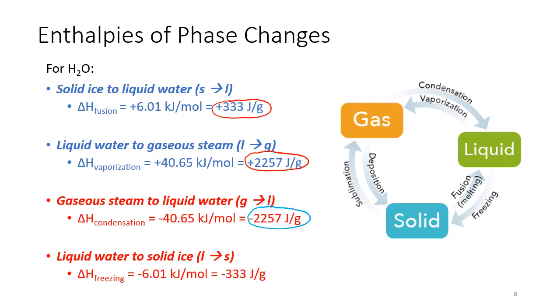Going from liquid water to solid ice, or freezing, this is going to be the exact same as the enthalpy of fusion, but it'll be opposite in sign since it's an exothermic process. So delta H of freezing equals negative 6.01 kilojoules per mole, or negative 333 joules per gram. All of these values reported are only good for water. If we're doing a problem and the substance is not water, we would have to look up what the heats of vaporization or fusion or condensation or freezing are for that particular substance.